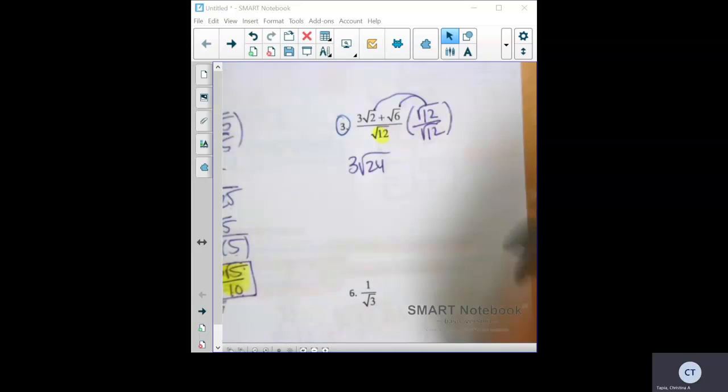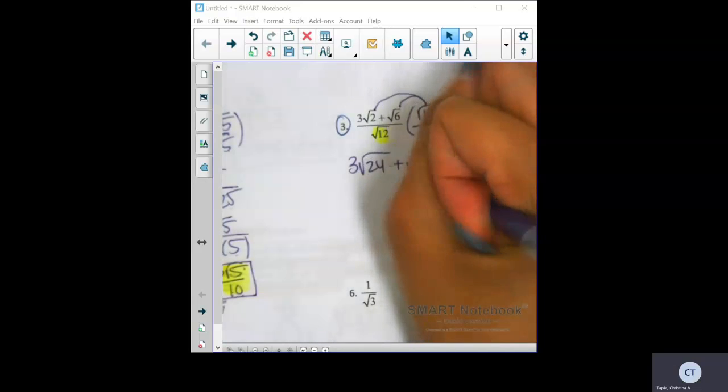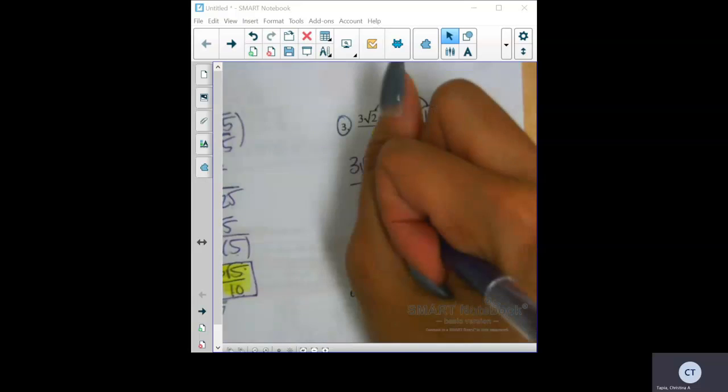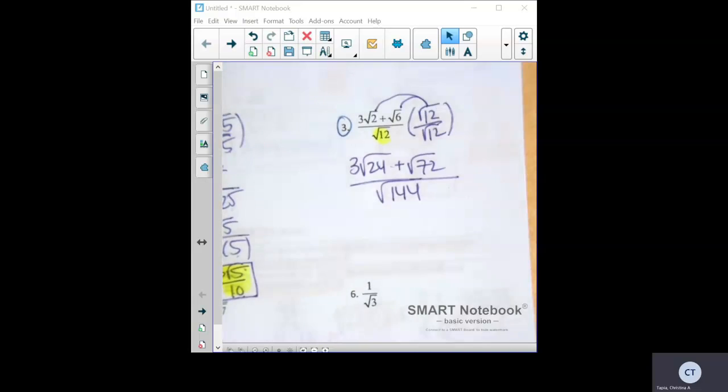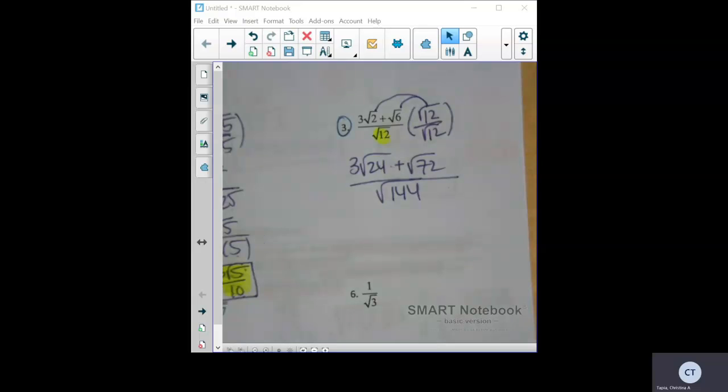6 times 12 is going to become the square root of 72 all over the square root of 144, because 12 times 12 is 144. All right, the only disgusting part is that we have to simplify both of these radicals.